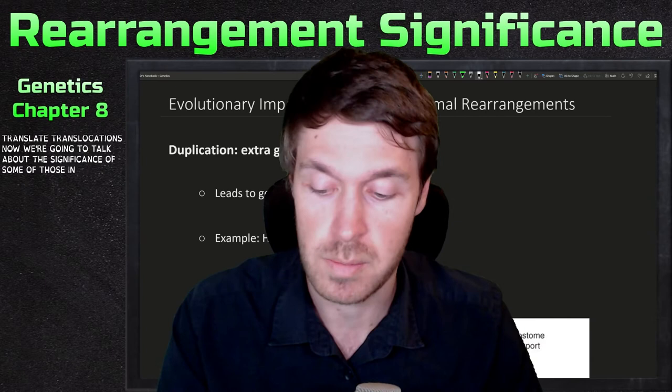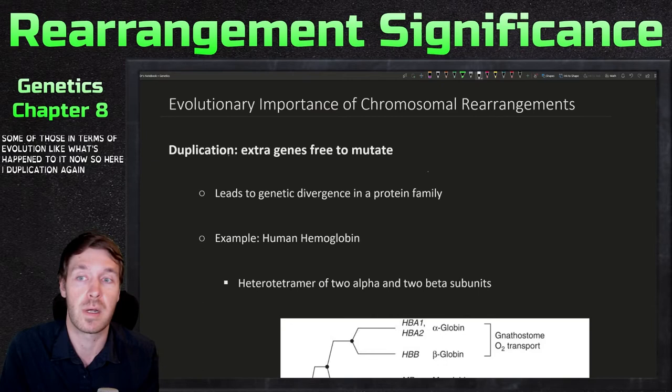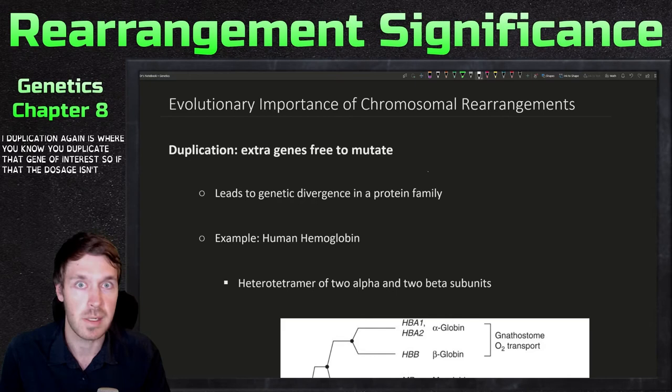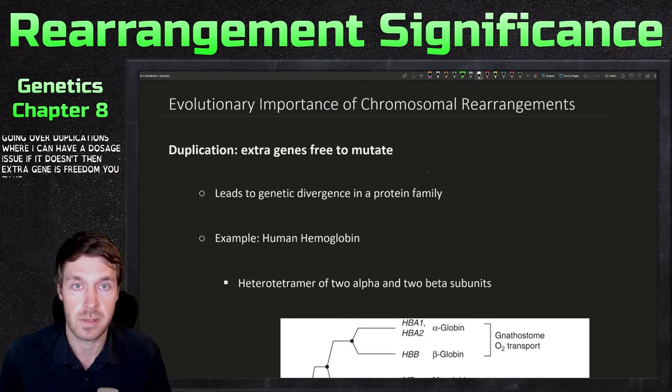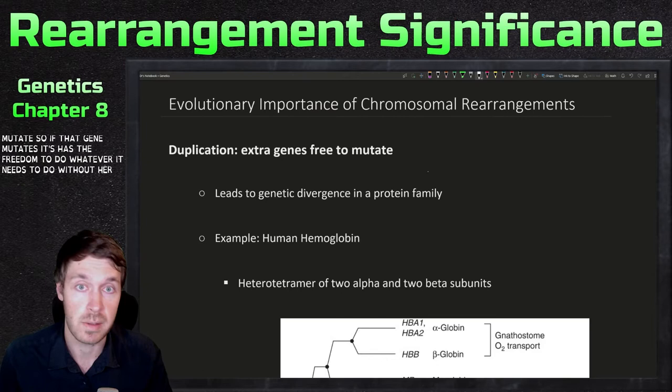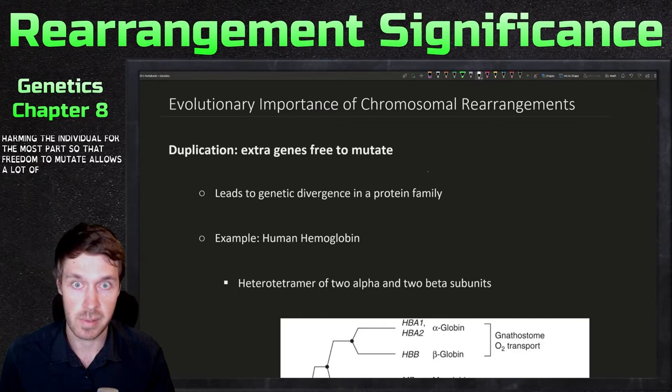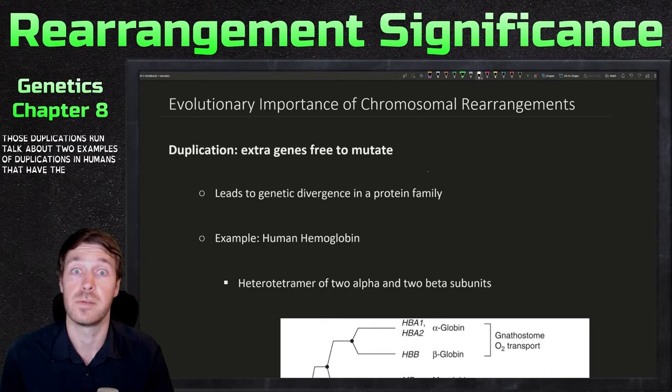So here, a duplication again is where you duplicate that gene of interest. If the dosage isn't affected, remember you can go check out the previous episode going over duplications where it could have a dosage issue. If it doesn't, that extra gene is free to mutate. If that gene mutates, it has the freedom to do whatever it needs to do without harming the individual for the most part. That freedom to mutate allows a lot of possibility for those duplications. We're going to talk about two examples of duplications in humans that have led to different things today.